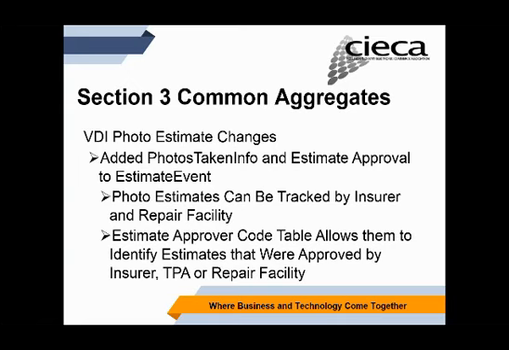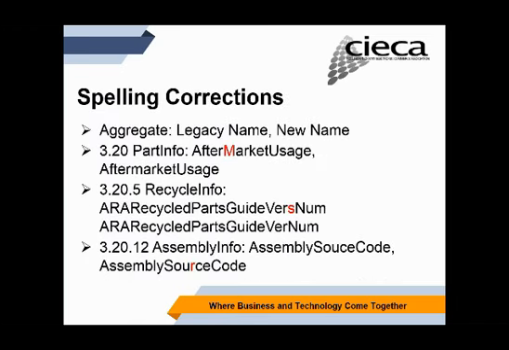This is important to the repair facilities as they are evaluated by the number of supplements they write, and it is unknown if more supplements are written for photo estimates. An estimate approver code table was added to the release's master code table to keep track of which party took care of the approval.